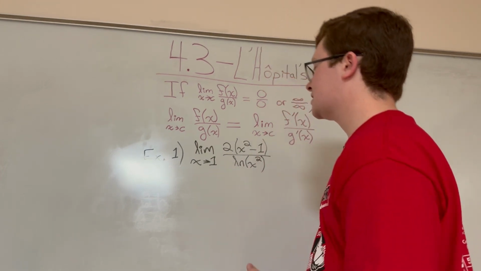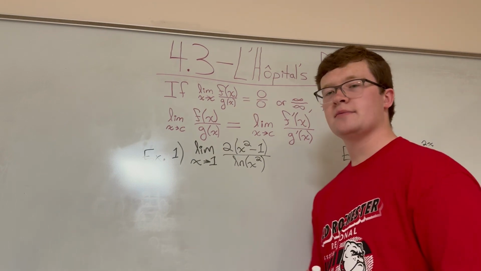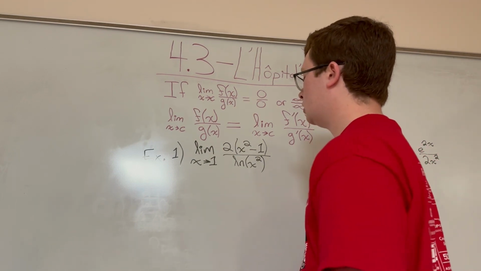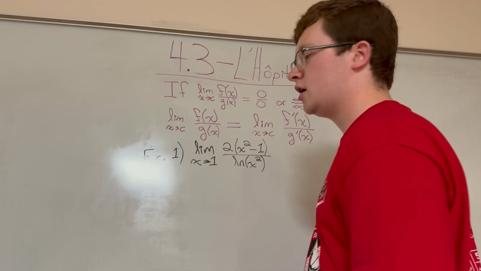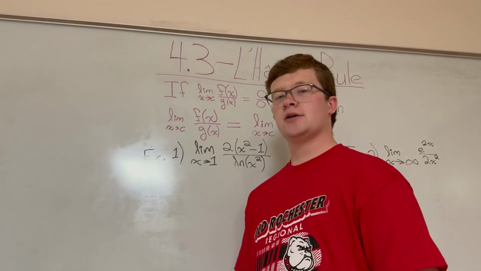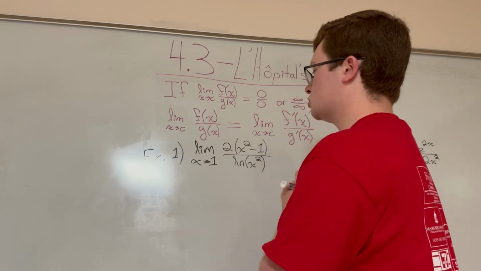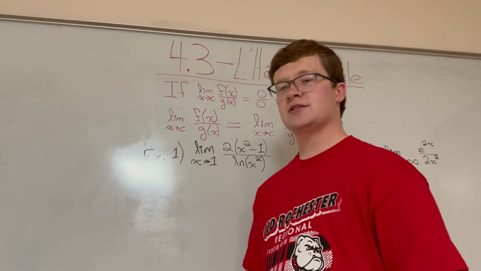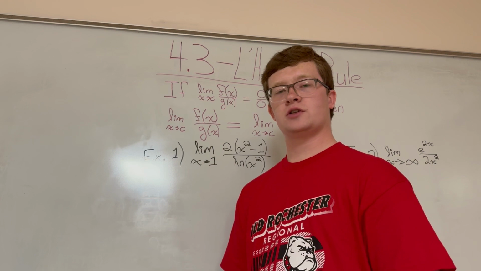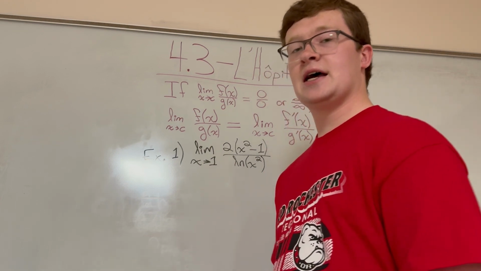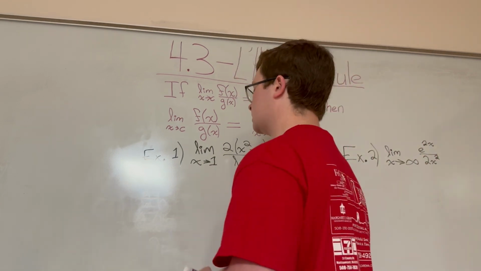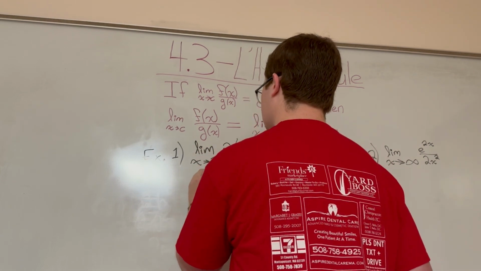It gives us the limit as x approaches 1 of 2 times (x squared minus 1) over the natural log of x squared. So the first step we want to do is plug in that value of x equals 1 everywhere that we have an x, and see if that gets us 0 over 0 or infinity over infinity to test if L'Hopital's rule is even necessary. So we're going to do that.